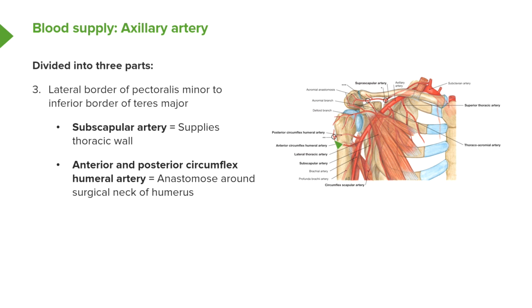We can see these running around the surgical neck of the humerus here, and these will anastomose around the surgical neck of the humerus. And it also gives rise to the subscapular artery. And we can see the subscapular artery running down in this direction. It's running down to supply the thoracic wall, but it also gives rise to a branch that's going back up here. And this is known as the circumflex scapular artery. We can see this running all the way over here in this direction. And later on, we'll see an important anastomosis of this artery around the scapula.